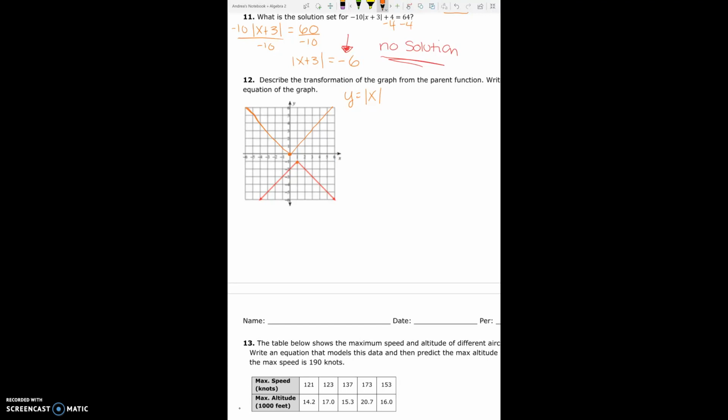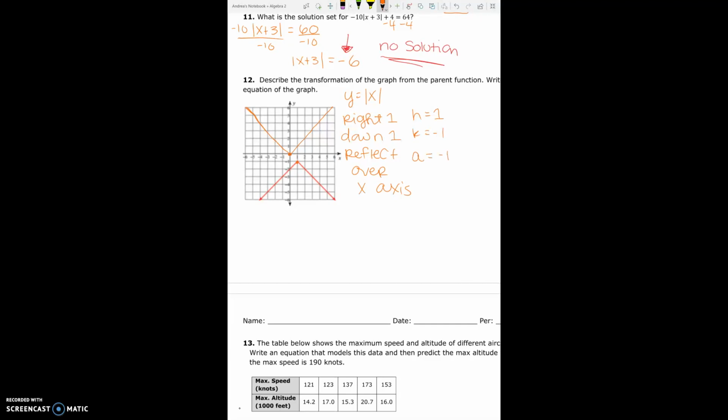I have shifted to the right one. I have gone down one. And I have reflected over the x-axis. When all of that happens, you have to realize what these represent. So moving to the right would mean that h equals positive 1. Moving down 1 would mean k is negative 1. And a reflection over the x-axis would mean that a is negative 1.